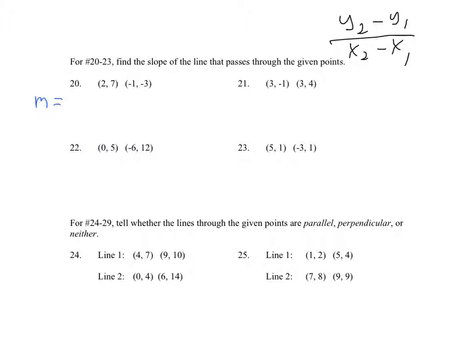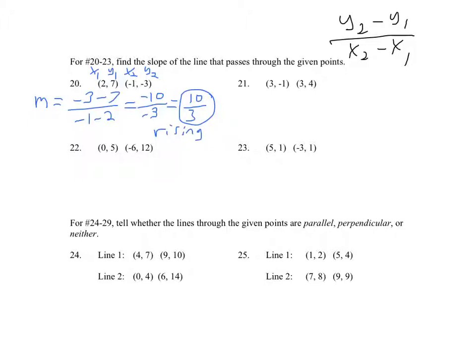If it helps you, feel free to label these points. Like this would be x1, y1. This point would be x2, y2. So if I wanted to do y2 minus y1, that'd be -3 minus 7 on top, and on bottom, -1 minus 2. So on top, that's -10. On bottom, that's -3. A fraction that's a negative over a negative is actually positive, so you should simplify that. And your slope is 10/3. That means this line is rising, it's going up. So that's what we get.